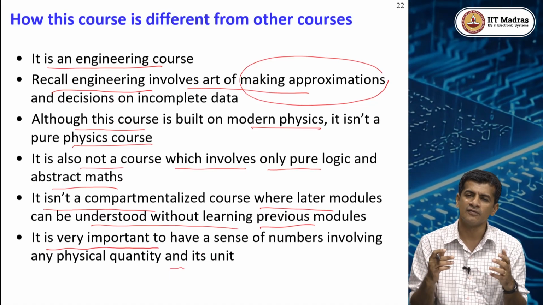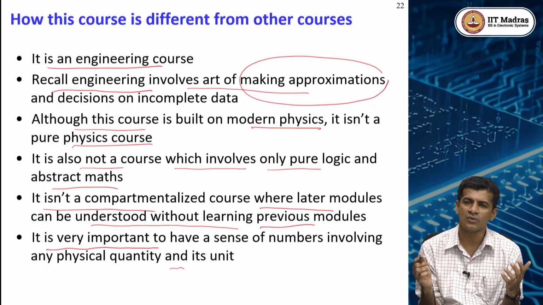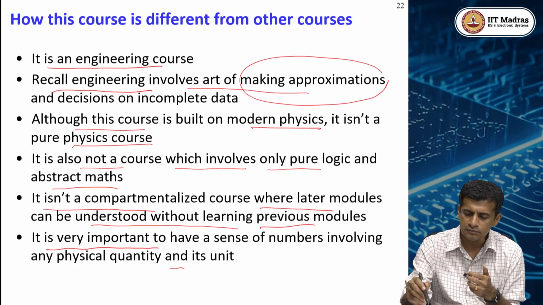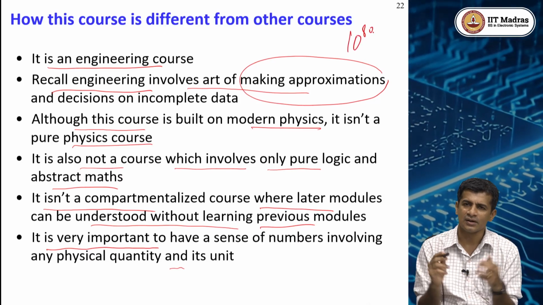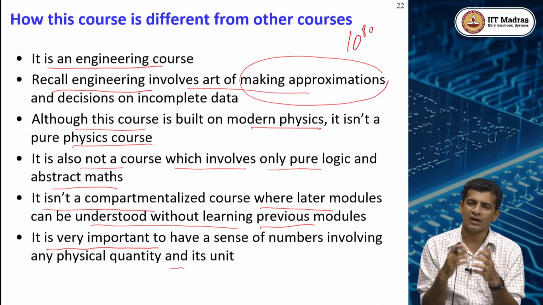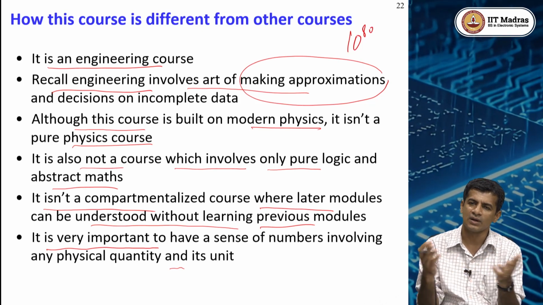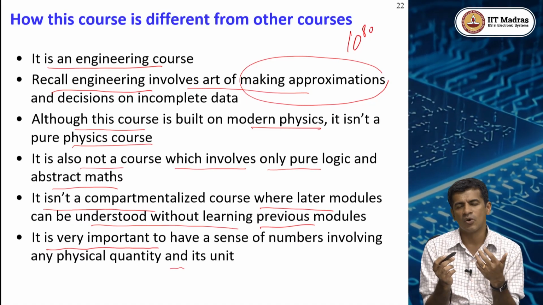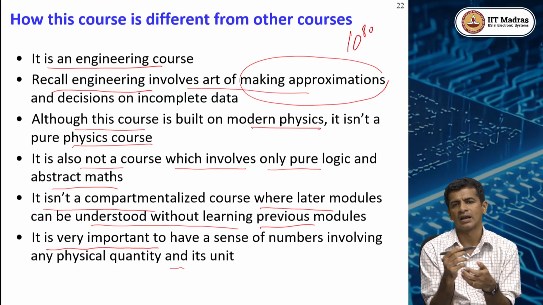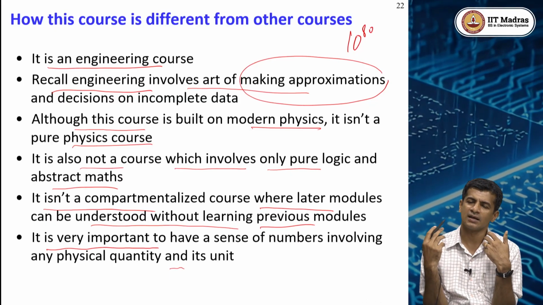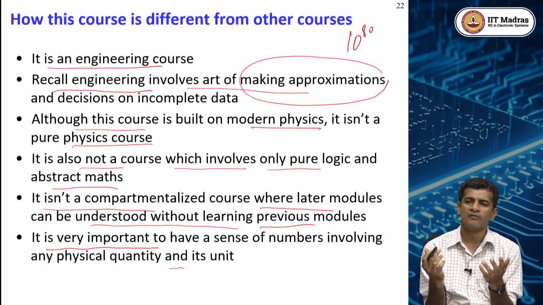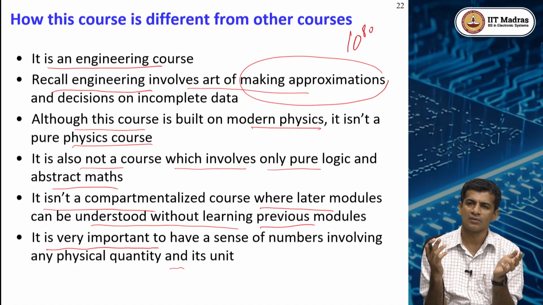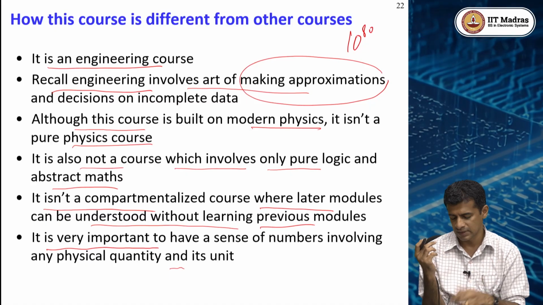For example, if you did a calculation and came up with a number of electrons or atoms like 10 to the power of 80, even the entire universe may not have that many atoms. That is why you should have a sense of numbers, whether you are doing a calculation using pen and paper or running it on computers, and check whether the numbers you got make sense or not.